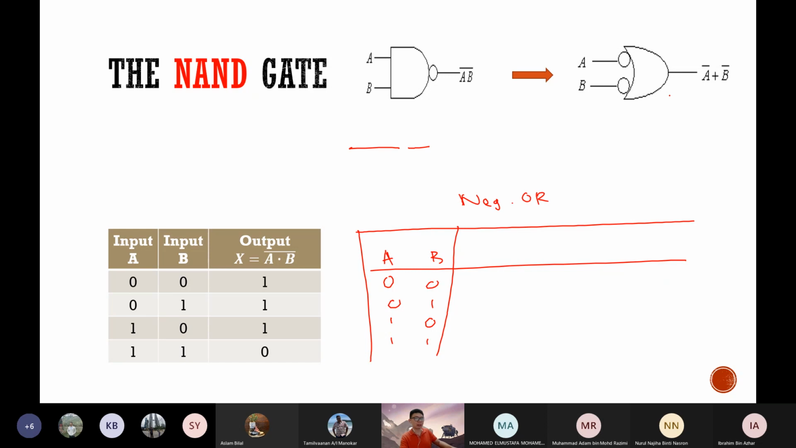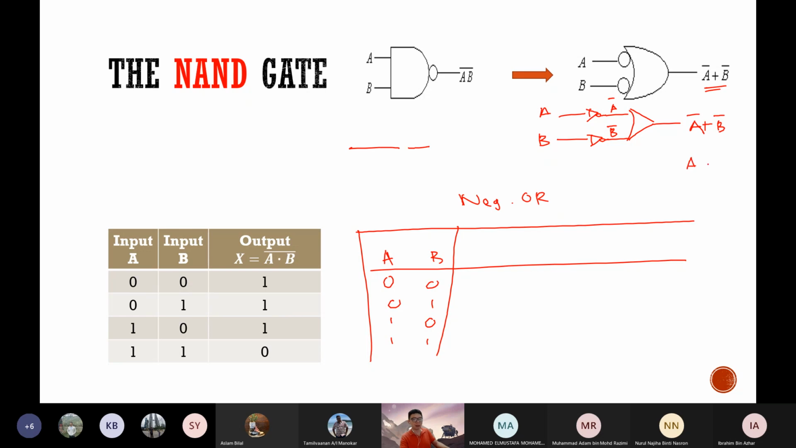So how do I get this output? We can see that you can redraw this gate like this, if that helps you see more clearly what is going on. This is A, this is B. After going through this, it becomes A bar. After going through this, it becomes B bar. The output is A bar plus B bar, like so.